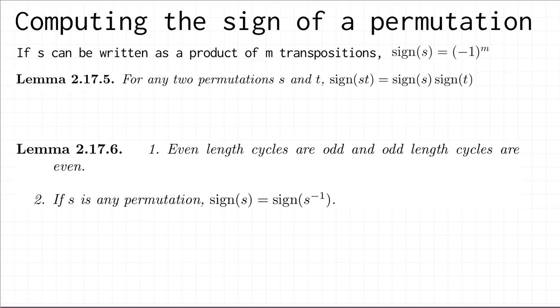So under this assumption that it makes sense, I just want to prove a couple of results about the sign of a permutation. So remember that if S can be written as a product of m transpositions, then if m is even, we say the sign of S is 1, and if m is odd, we say the sign of S is minus 1. So you could rephrase that by saying the sign of S is (−1)^m if you can write S as a product of m transpositions, because minus 1 to an even power is 1, and minus 1 to an odd power is minus 1.